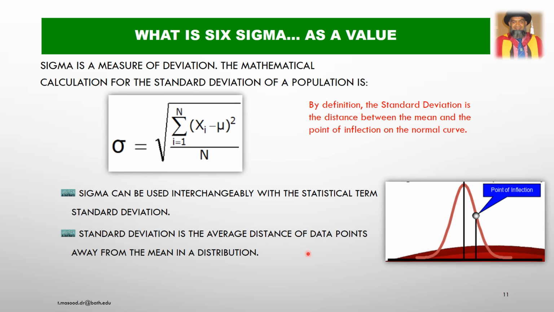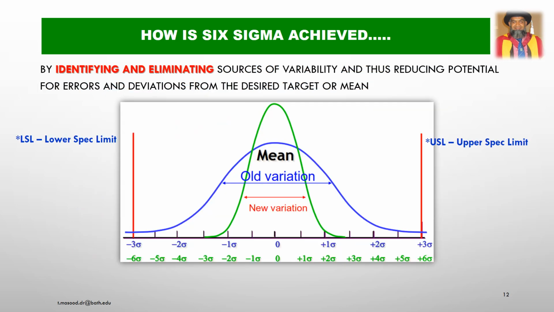Sigma can be used interchangeably with the statistical term standard deviation, and standard deviation is the average distance of the data points away from the mean in a distribution. This is the point over here.